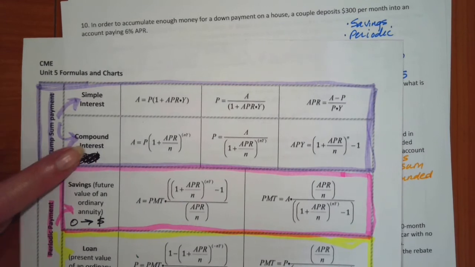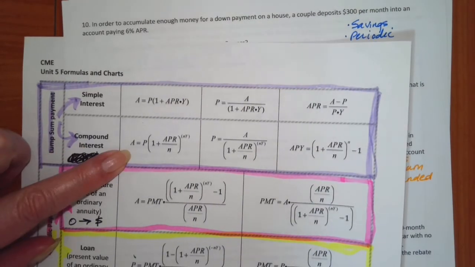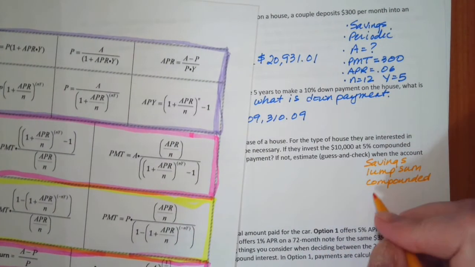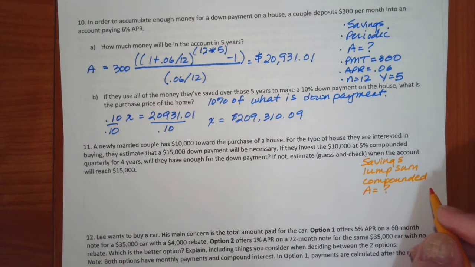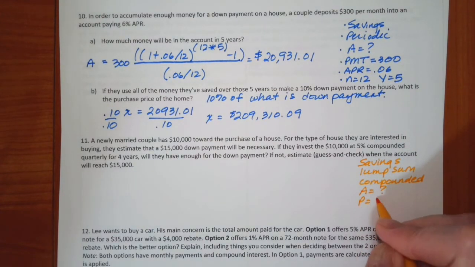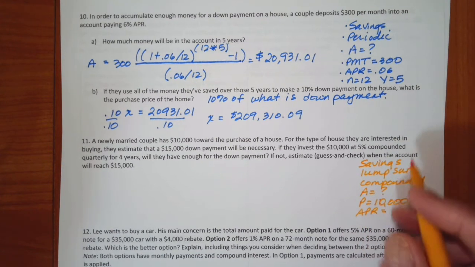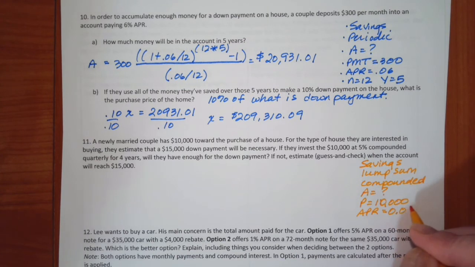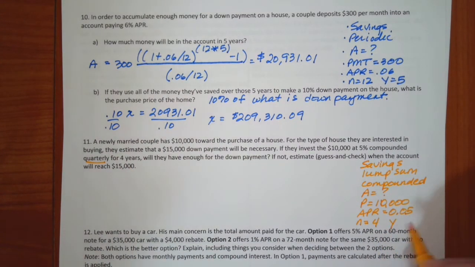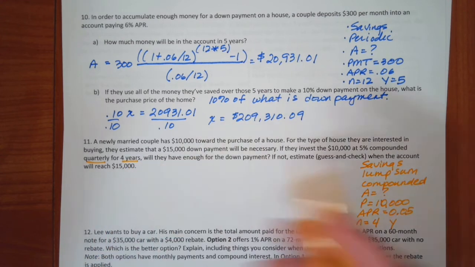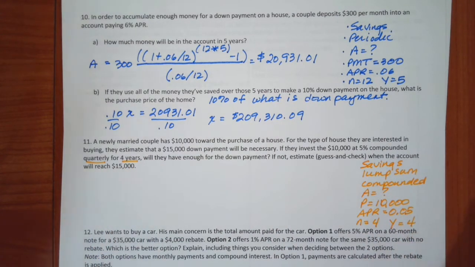So lump sum compounded, and I want to know the amount in the account. So I want to know what A is equal to. Okay. Well, the amount they're putting in the bank is $10,000. The APR is 5%, so that's 0.05. The N is compounded quarterly, so that's going to be 4. And they're putting it in for 4 years, so that is also 4.